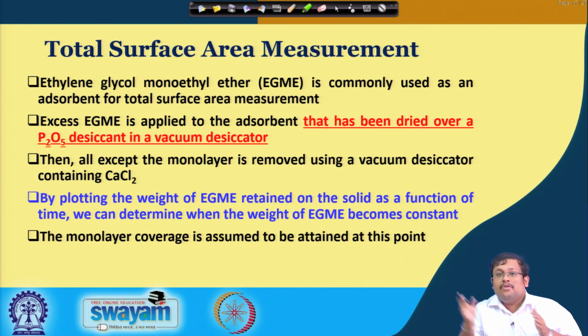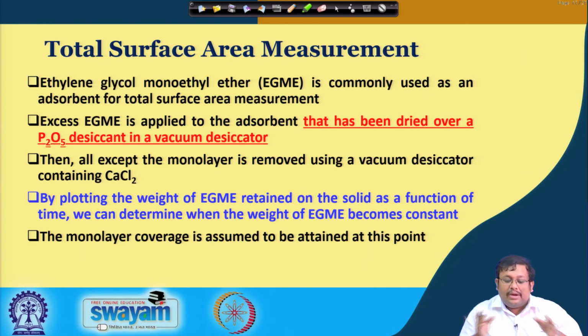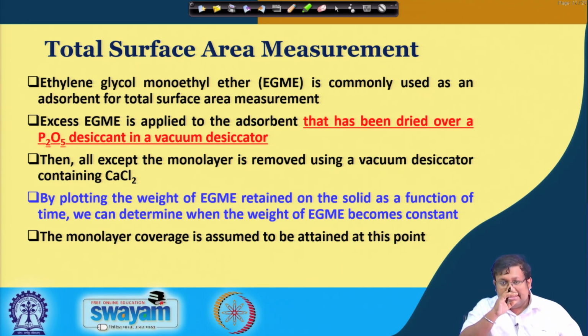So, when we remove the layers of this EGME, we can plot the weight of EGME retained on the solid as a function of time, because as time passes, obviously the weight of the EGME retained on the surface will go down, and we can then determine when the weight of the EGME becomes constant. The monolayer coverage is assumed to be attained at this point. When it is reducing along with the time and becomes constant at a particular time, then we can assume that we are getting the monolayer coverage.